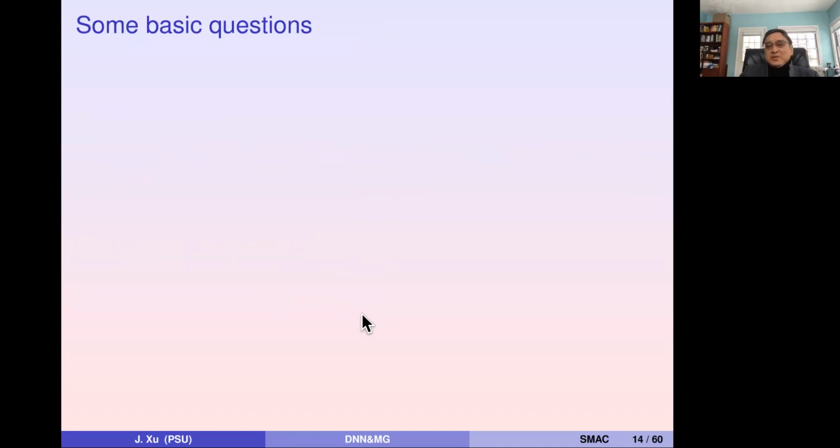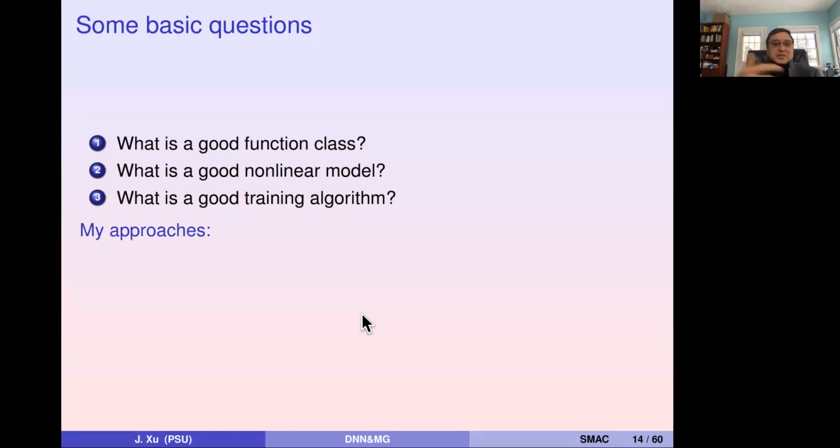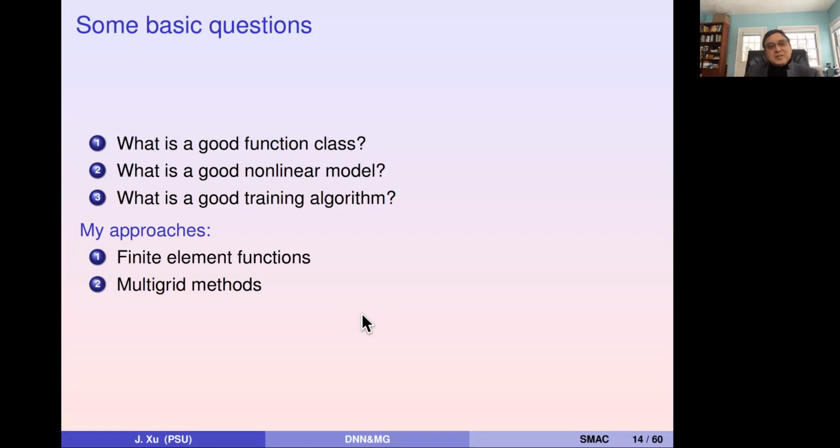Now, there are many questions that can be asked about these approaches. What is a good functional class for this nonlinear feature mapping? What will be a good model? Even if you have the functional class, how do you make use of it? And what is a good training algorithm? This training algorithm, of course, involves wanting to reduce the training error fast enough, and more importantly, having very good generalization accuracy. So my approach is, I've been working on finite element methods and multigrid methods. So I'm going to use what I know to look into these problems.